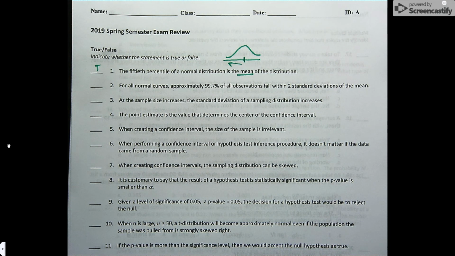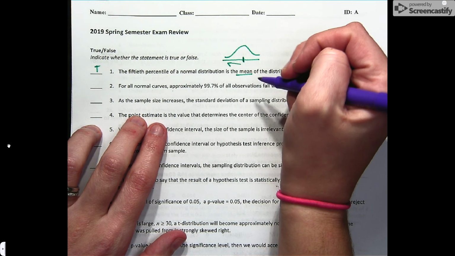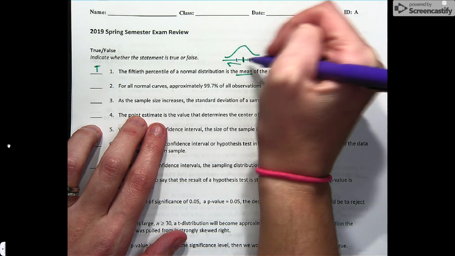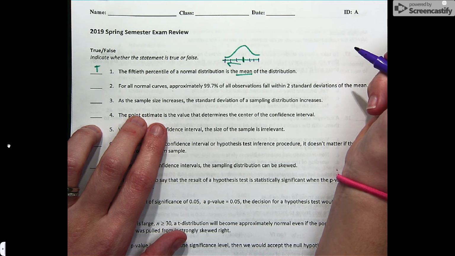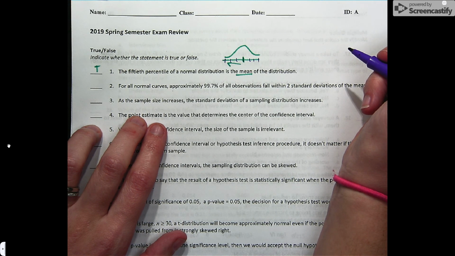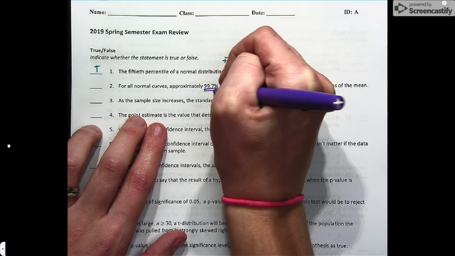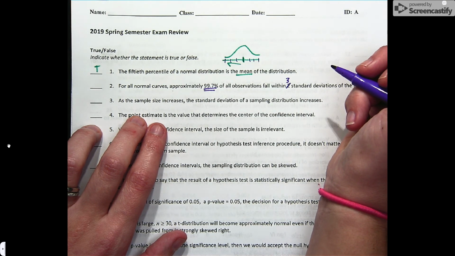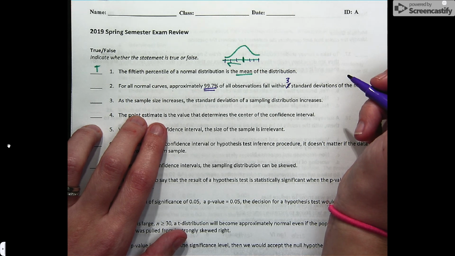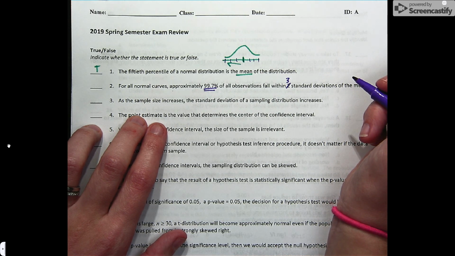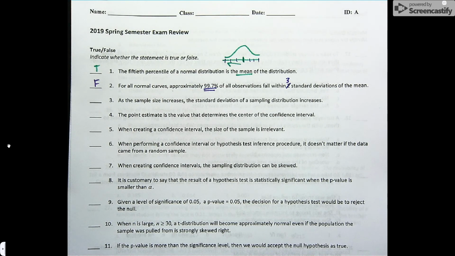Number two, for all normal curves, approximately 99.7% of all observations fall within 2 standard deviations. So remember, back when we did normal curves, we went 3 standard deviations above and 3 standard deviations below. Well, the reason why we went 3 is because that's where the majority of the data falls. Not even majority, where virtually all of the data falls is within 3 standard deviations of the mean. So that is false because it's 3 standard deviations.